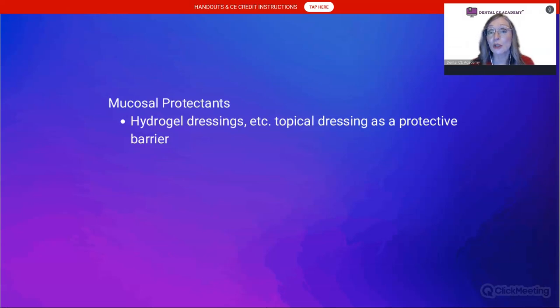Mucosal protectants. So these are dressings that help to serve as a protective barrier when the mucosa is an open wound, right? So it's a topical dressing. Hydrogel is an example.